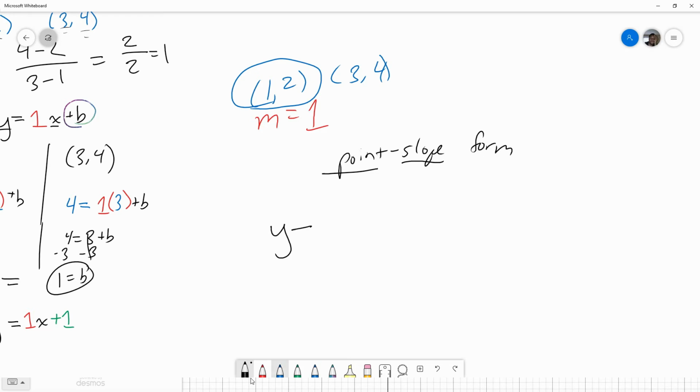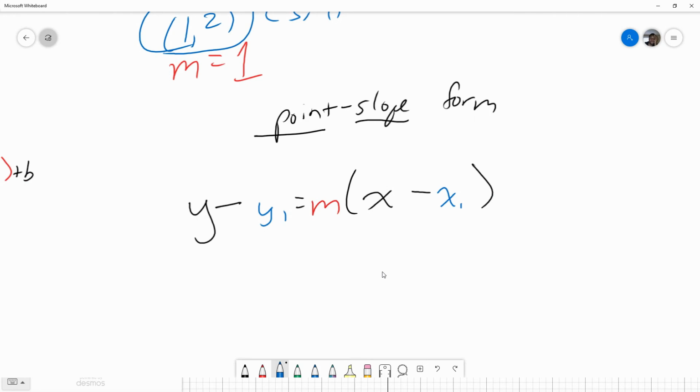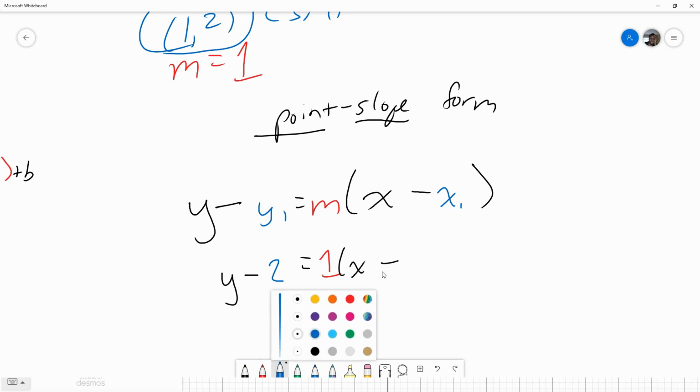Y minus y1 equals the slope times your x minus x1. Your y and your x will stay the same. The x1 and the y1 are what point you're using, and your m is your slope. So in this case, I would have y minus my y of 2 equals my slope of 1 times x minus my x of 1.